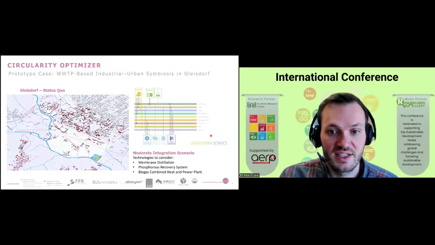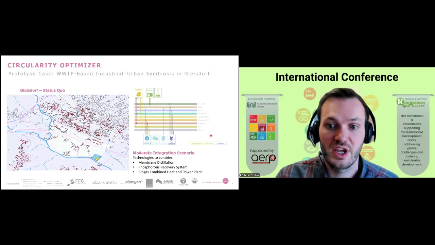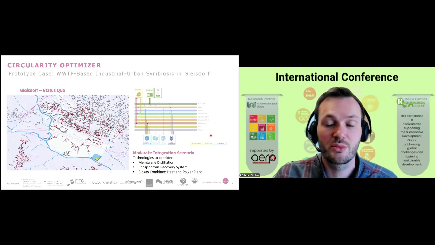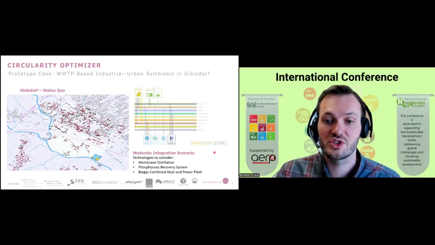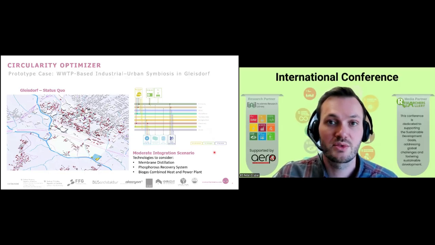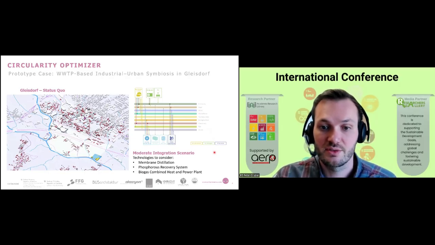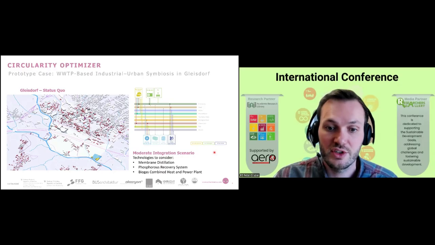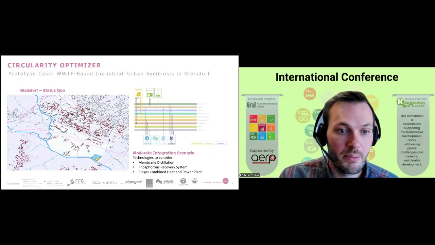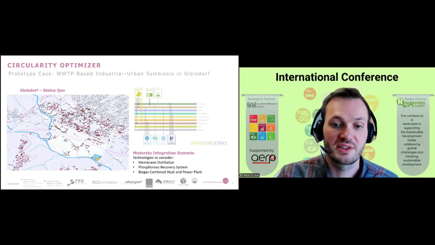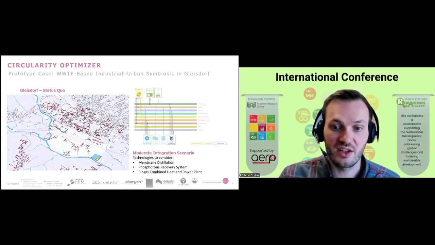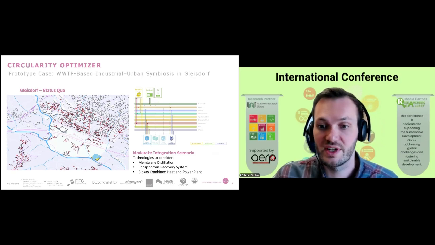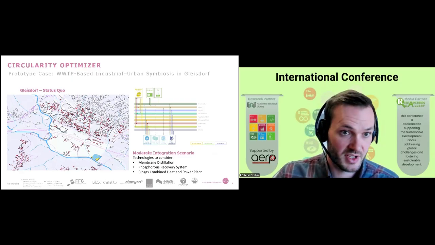Based on the manual analysis of this region, we identified several technologies that could improve circularity in the region. These technologies are membrane distillation, which could enable nutrient recovery from wastewater streams. Also, a phosphorus recovery system could extract phosphorus from sludge and produce a fertilizer product out of it. And a biogas combined heat and power plant could convert sludge-derived biogas into electricity and heat. These technologies form the basis for developing improved circularity scenarios in the region.